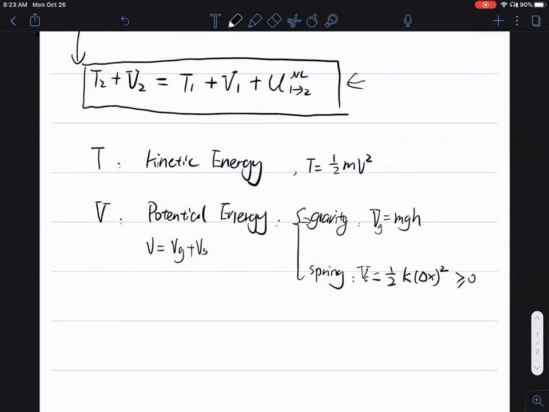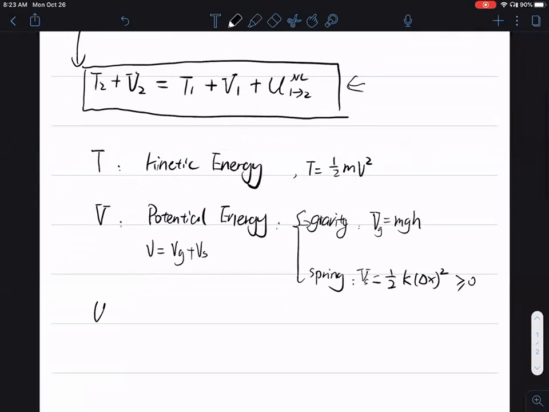Now let's move on to the next term. What is this? U1-2 NC. This term represents the work done by non-conservative forces.